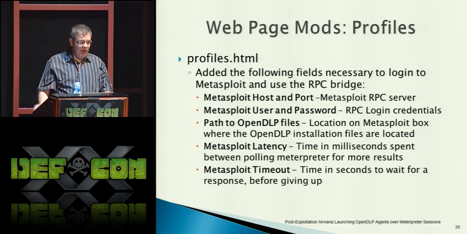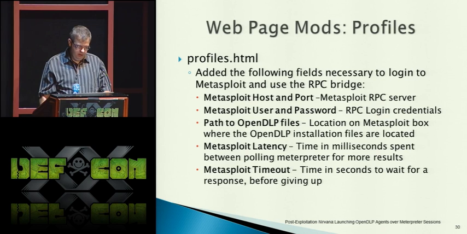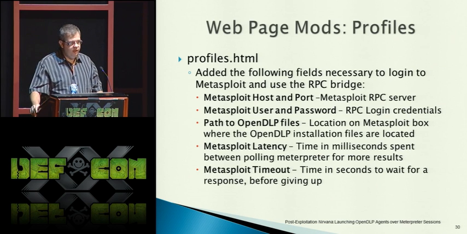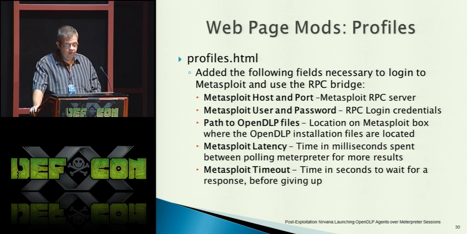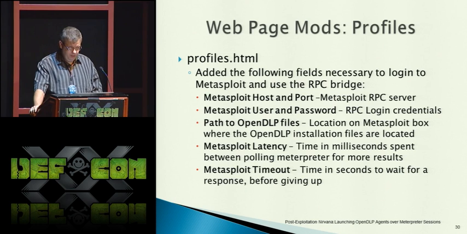So I had to update profiles, because now our profiles have to contain login information to the Metasploit RPC server. Just the host and port, user and password. And again, OpenDLP deployment files have to be on the Metasploit box. So you have to copy them off of OpenDLP and stick them in a directory on Metasploit, because I can download files with the new post module, but I can't upload them the same way. So those have to be there, and that's the path that you're going to deploy from. And then I also have a latency and timeout, which you can more or less ignore.